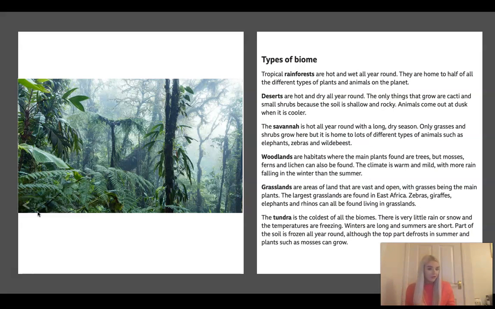In a tropical rainforest as well, they have half of all the different types of plants and animals on the planet. So over half of all the plants and animals that exist live in the rainforest, and that is their habitat, okay?